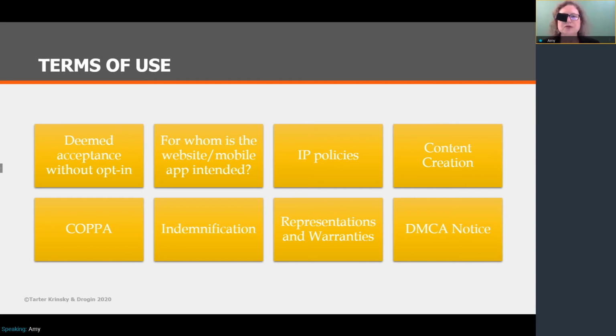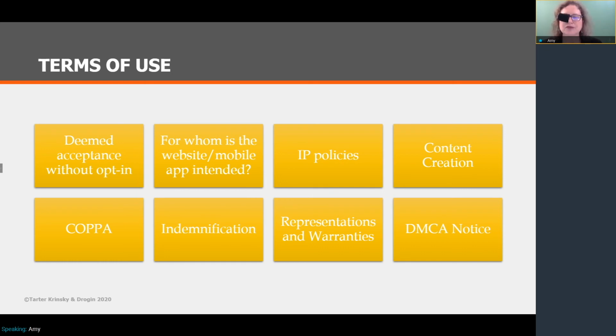So the terms of use, basically, most of them say, you're accepting that this is the way I've designed my website and how my website or mobile app is going to work. So it's deemed acceptance, and that statement is in the terms of use. The terms of use will also tell you who the intended audience is. If you have a business that is aimed at children, then you have to also comply with the Children's Online Privacy Act, COPPA. And you have to tell people that's what you're doing, and then you have an extra layer because you need parental consent.